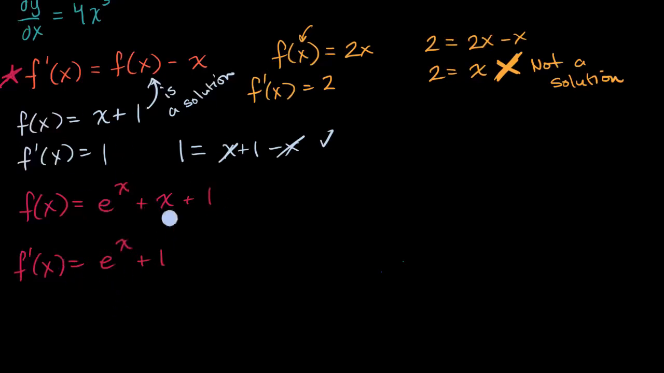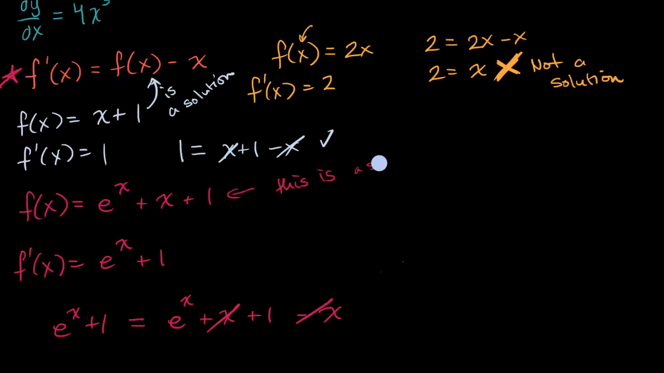And then let's substitute this into our original differential equation. So f prime of x is e to the x. Is that equal to f of x, which is e to the x plus 1, minus x? And if that x cancels out with that x, they are indeed equal. So this is also a solution. And we're done.